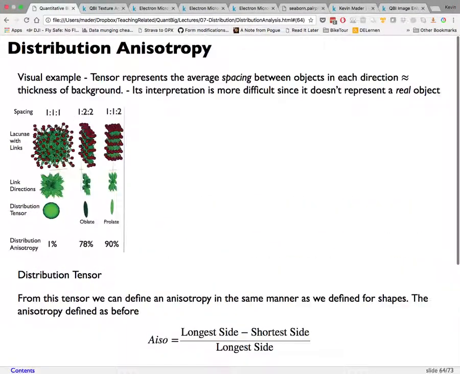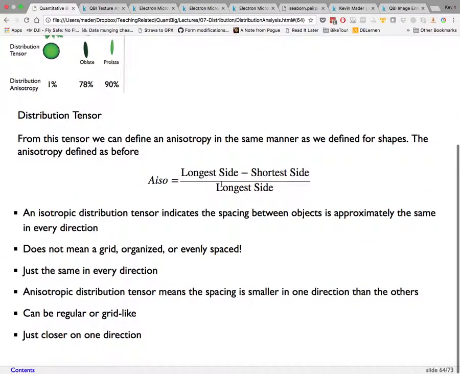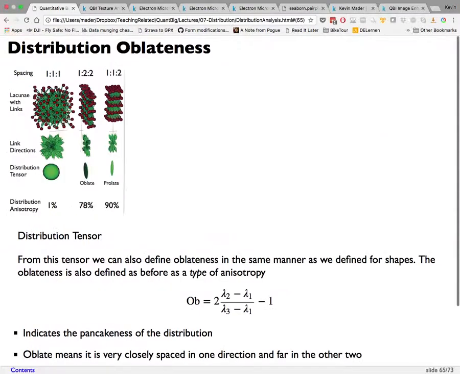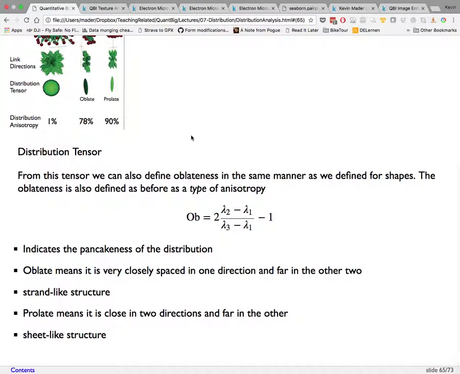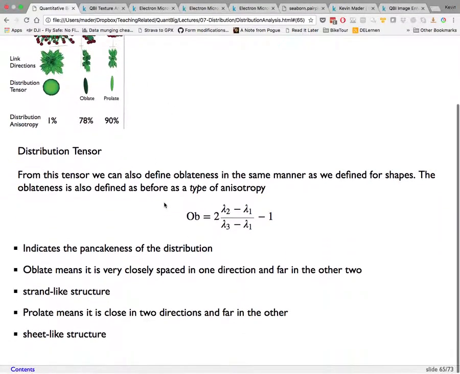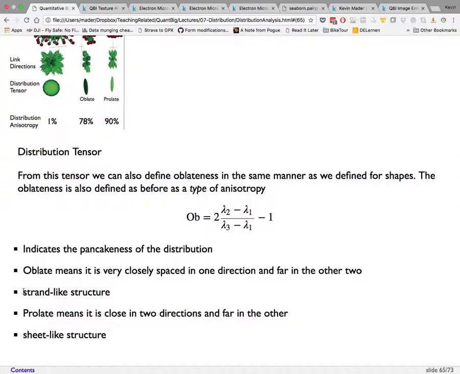So yeah, you have an anisotropy here, which is just kind of how evenly spaced the objects in your system are. Regular, grid-like, or random distributions will all give you a distribution tensor, so it doesn't require that everything's perfectly grid-like in order to do it. And the oblateness can then tell you how this distribution in 3D actually looks. So when you have this option between more strand-like structures or more sheet-like structures, you can use that oblateness term to measure how those cells or pores or objects are distributed in your system.